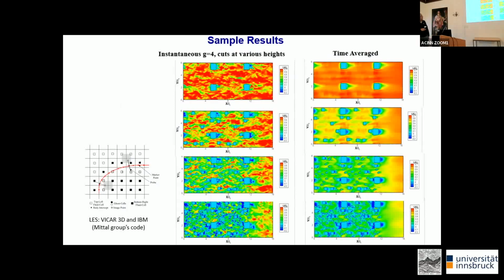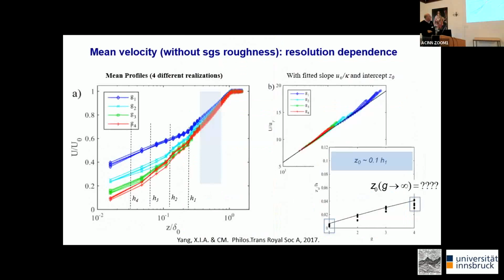So at this height, you only see the big buildings, and then at lower, you start seeing the smaller ones, and then if you're very close to the ground, you see all the little ones. These are instantaneous visualizations of the mean. And then we essentially look at mean velocity profiles, and here is the equilibrium logarithmic region. This is the height of the biggest building. This is the next higher, next higher, next higher.